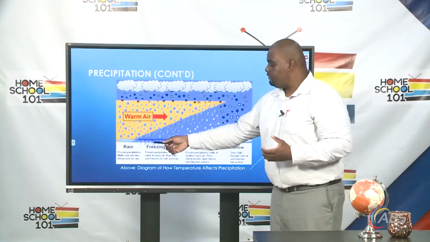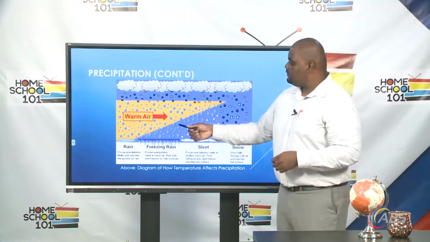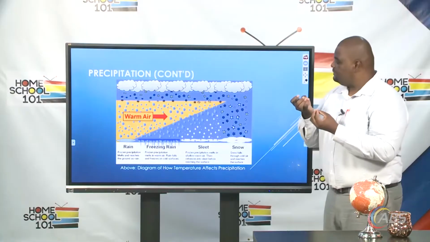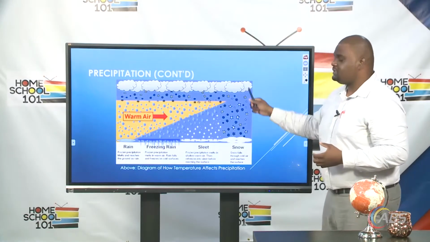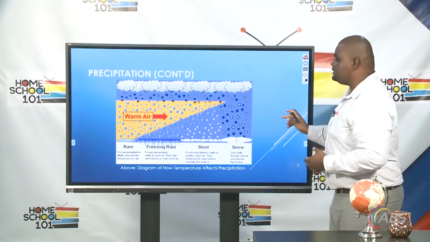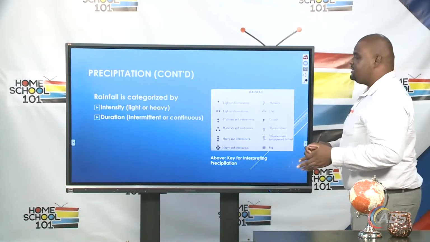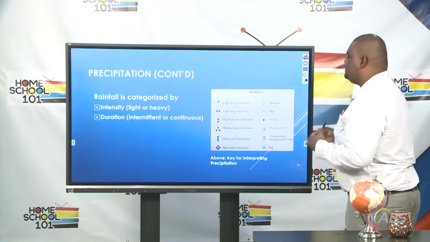So of course, if it's above freezing, it's going to be rain. Or if, let's say, it freezes just on getting to the ground, that's freezing rain. Sleet, which would be the minute balls. And of course, snow, which kind of didn't remelt between leaving the clouds and hitting the ground. All right. So rainfall is categorized by intensity, whether it's heavy or light, and duration.